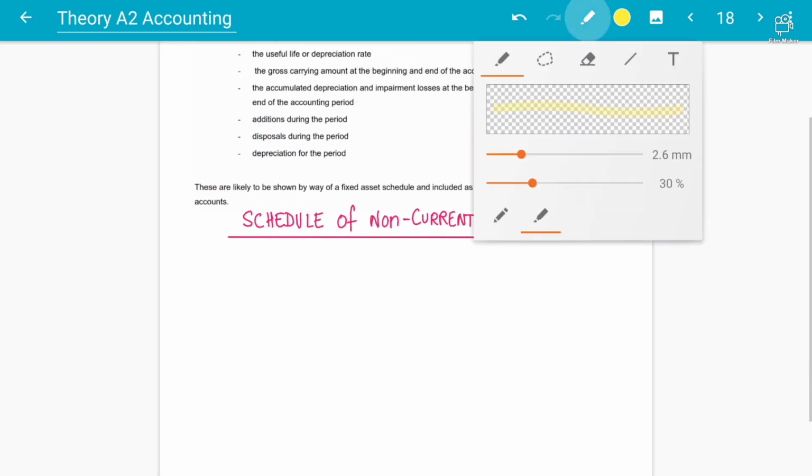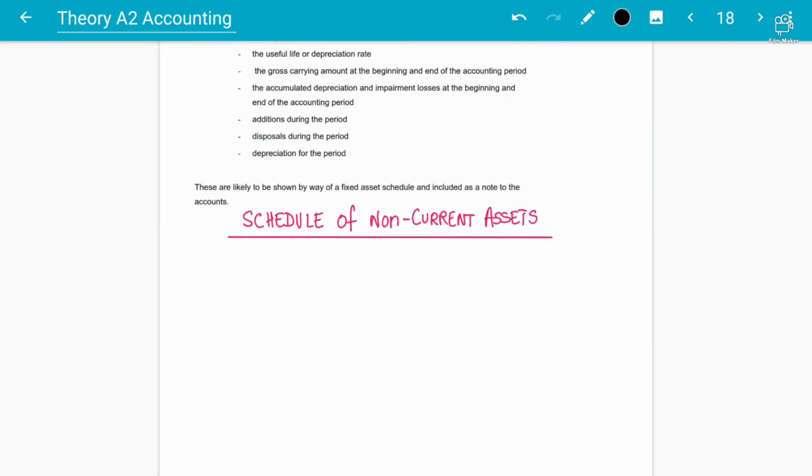So basically the schedule of non-current assets is the note to the accounts, the notes to the financial statements that we do. In it we tell whatever property, plant and equipment, machineries, motor vehicles, whatever assets you have, how they are depreciated for the current year, how many assets we have, what the depreciation is, closing net book value, opening net book value, everything comes in there.